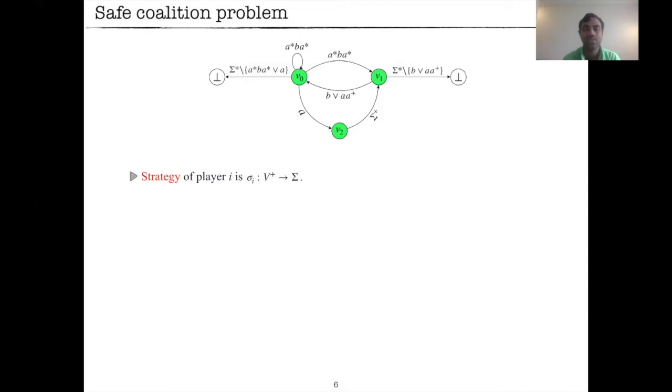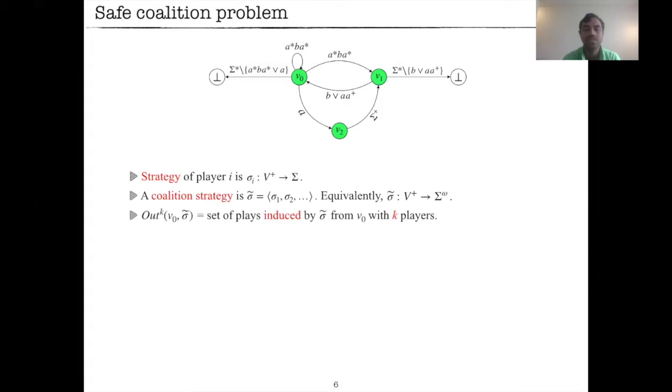So here I will define the safe coalition problem formally. We are given a graph as input where the edges are labeled with regular languages over sigma. Then a strategy of player i is a mapping from sequences of vertices to sigma. And then a coalition strategy is nothing but an infinite tuple over sigma i's. Equivalently, sigma tilde can also be written as a mapping from sequences of vertices to sigma power omega.